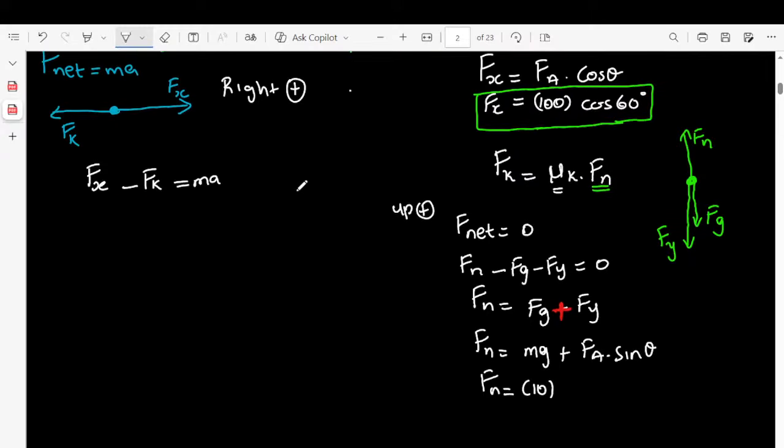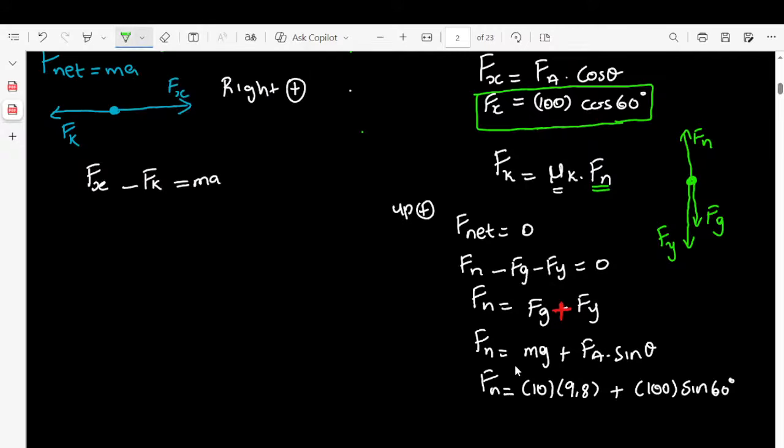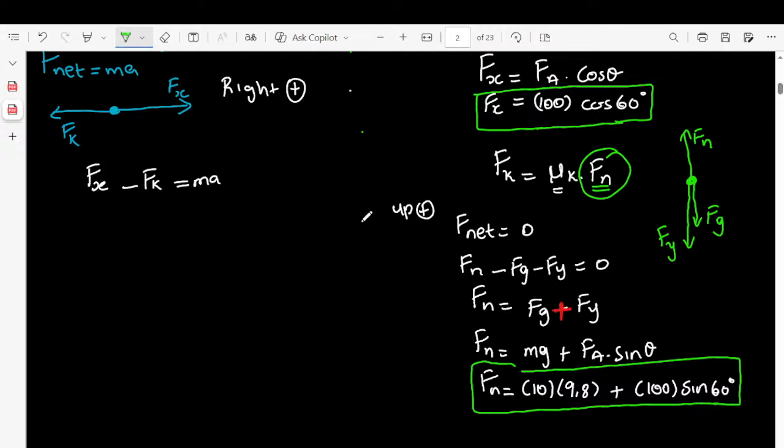Then I'm going to multiply the 9.8. We add F applied. What is F applied? It was given as 100 newtons. We need to say the sine of 60 degrees. So now I'm going to highlight that, because now we have our Fx, we have our Fn. This Fn, we need to substitute it there to find the frictional force. I hope this makes sense, guys.